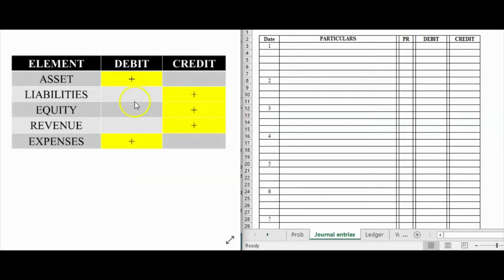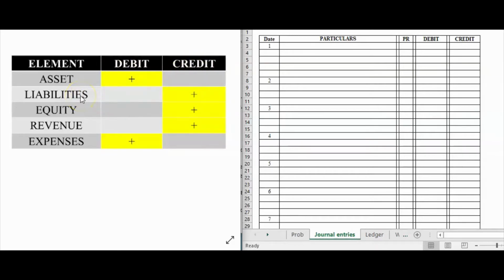Okay, so this table shows the normal balances of the 5 elements of financial statement. There's 5. Okay, so the first one, we have the asset. Account titles under asset, meron tayong cash, accounts receivable, equipment, merchandise inventory, prepaid expenses. These are account titles under asset with a normal balance of debit. If in a transaction nabawasan itong mga account titles na ito, i-credit natin siya.